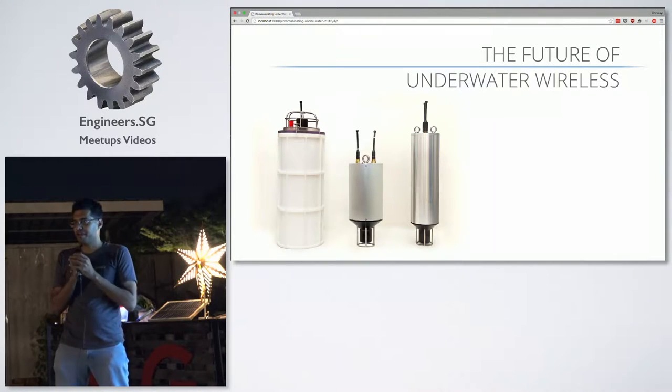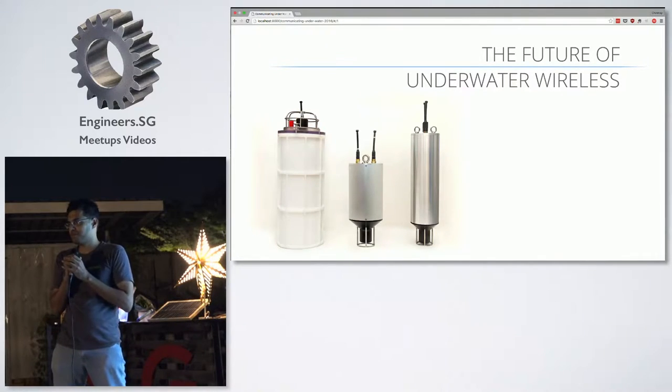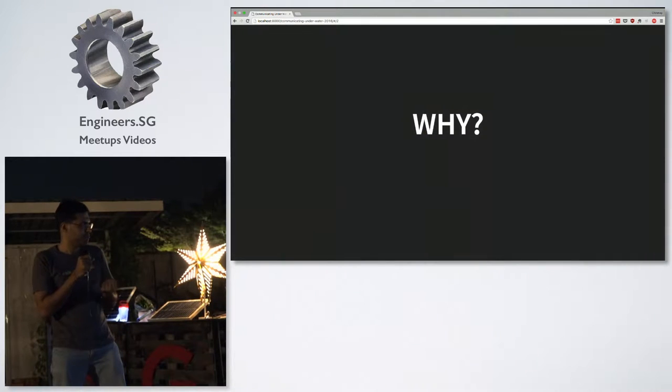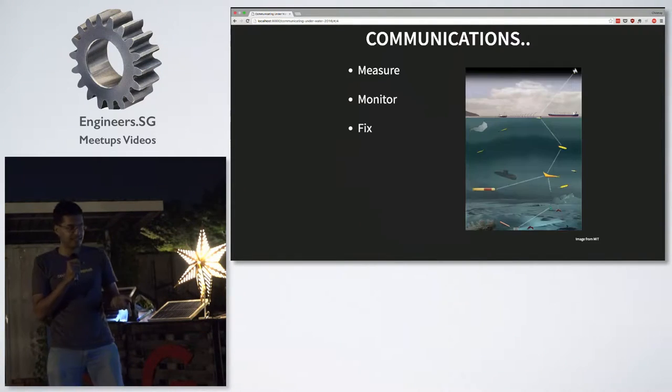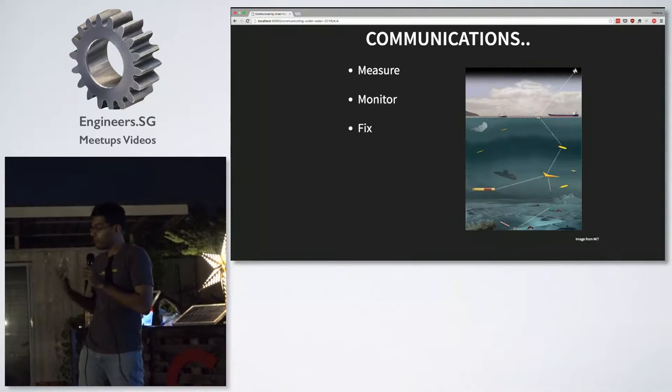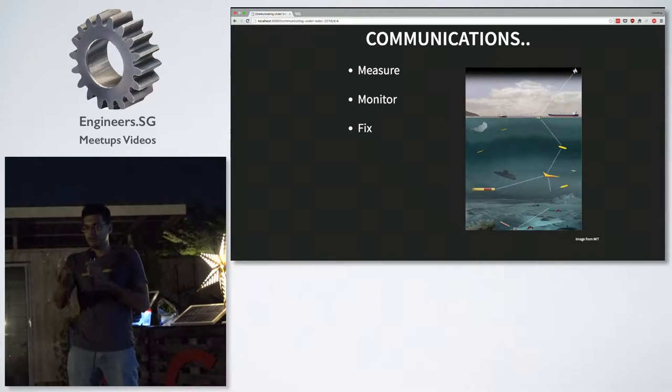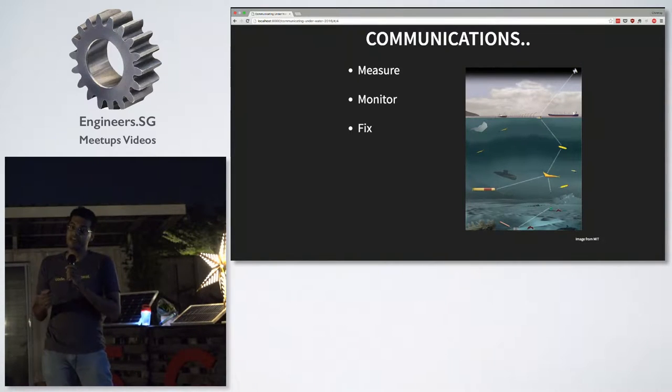Why do you care about wireless networking underwater? Everybody talked about this. A large part of our world is actually under the ocean, and if you want to measure, monitor, sense, or if you want the robots we talked about to talk to each other, or if you were talking about the coral reefs, if you want to go down and place some sensors there, and try to find out what's going on.